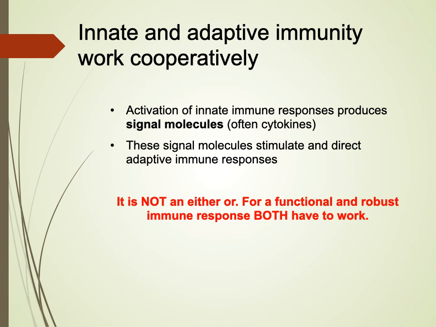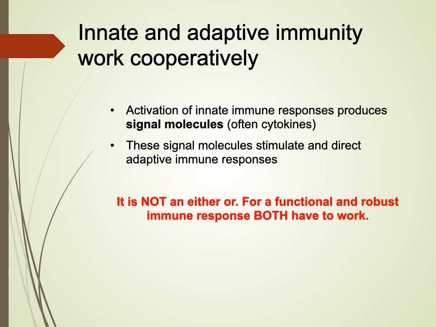So, the activation of the innate immune response produces signaling molecules like cytokines, and without those cytokines, you're not going to get the development of your B cells. And so it also helps to direct. So if you need a certain cell type, so maybe you need T helper cells more than cytotoxic T cells. And so these cytokines help to push and drive what type of adaptive immune response you'll end up having. And so it's not an either or. For a functional and robust immune response, both have to work.